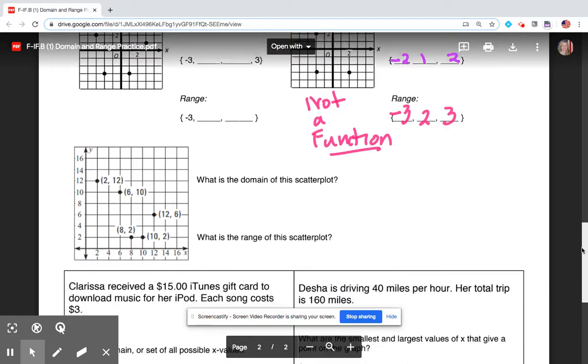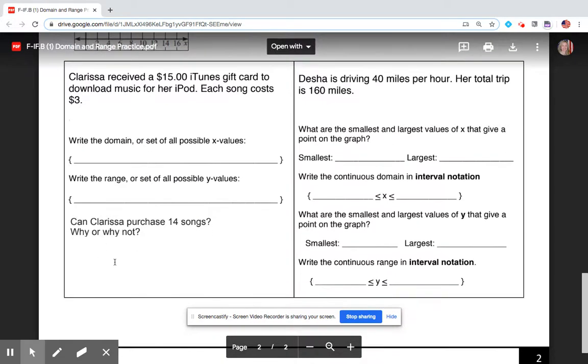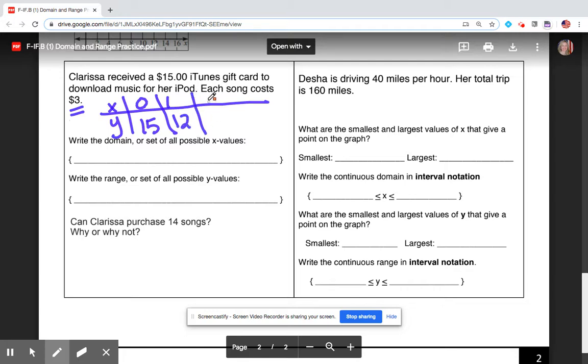All right, I'm going to scoot down to these word problems. Clarissa received a $15 iTunes gift card to download music for her iPad. Each song costs $3. So let's make a table of values kind of quickly here and interpret this. If she bought 0 songs, she would still have $15 on her iPad. If she bought 1 song, she'd have $12 left. 2 songs, she'd have $9 left. 3 songs, $6. 4 songs, she'd have $3 left. She can buy up to 5 songs for $0, right?